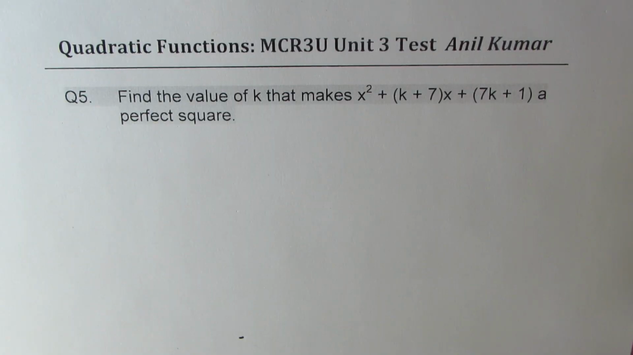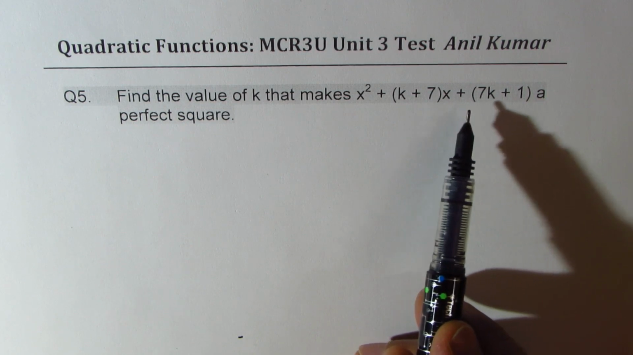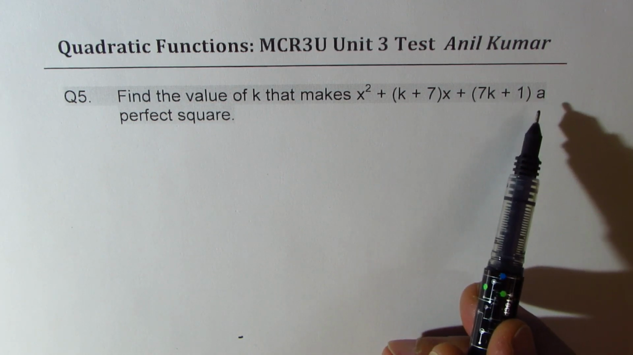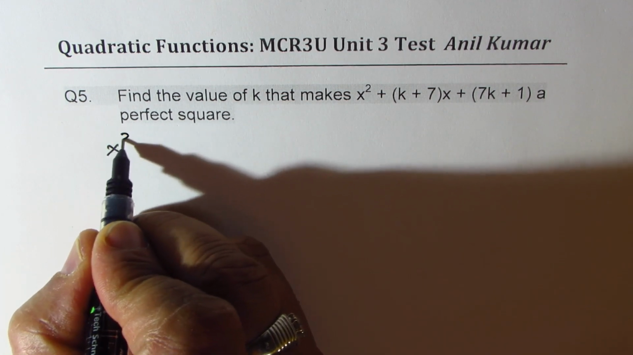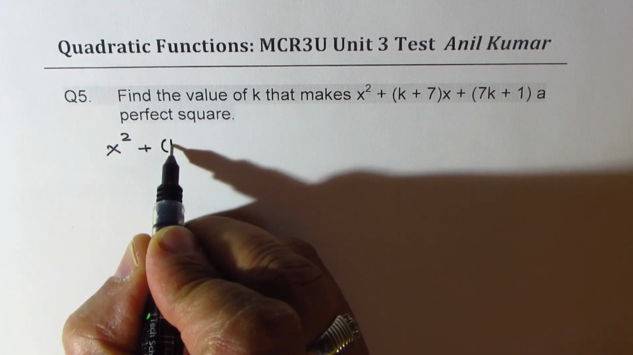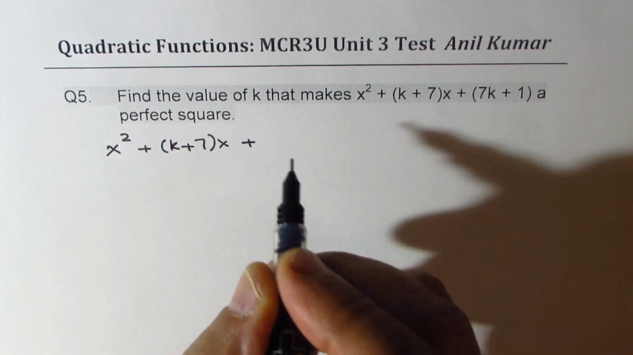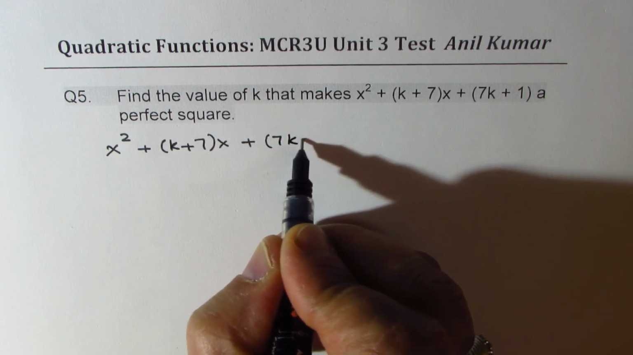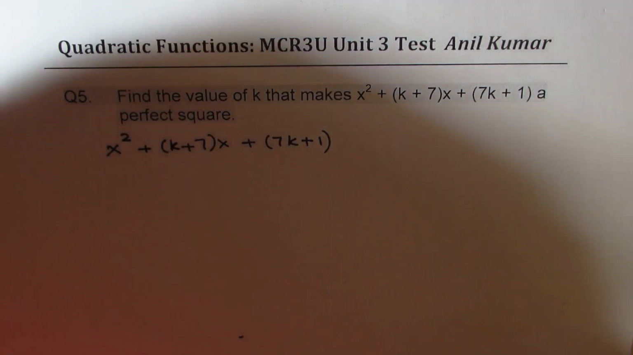Question number 5. Find the value of k that makes x squared plus (k plus 7)x plus 7k plus 1 a perfect square. So we are given the equation as x squared plus (k plus 7)x, I should say trinomial, which is given to us. We want to make this a perfect square. So what is the condition, right? When we say perfect square, it really means what? Let's try to see that also.